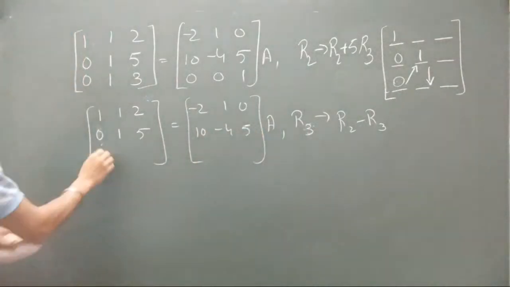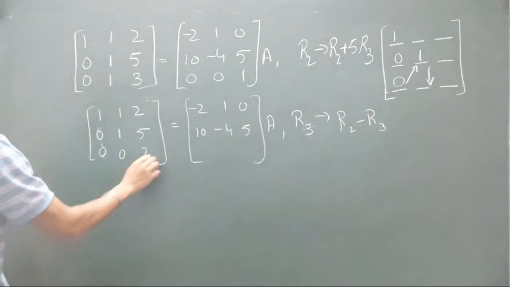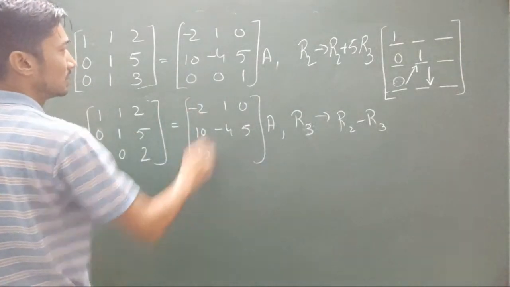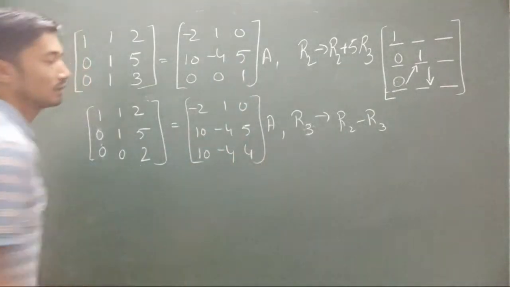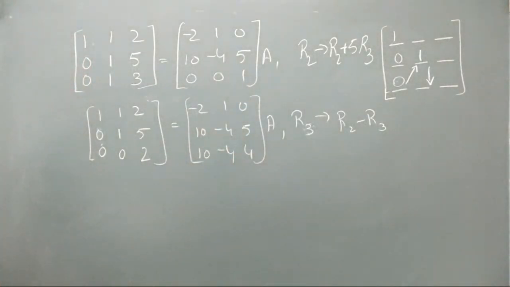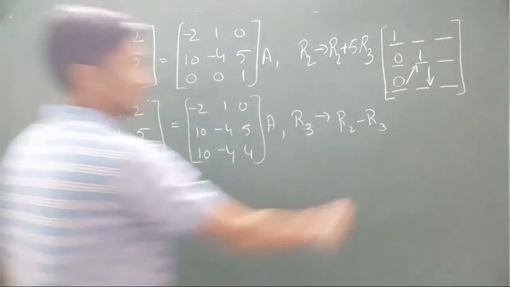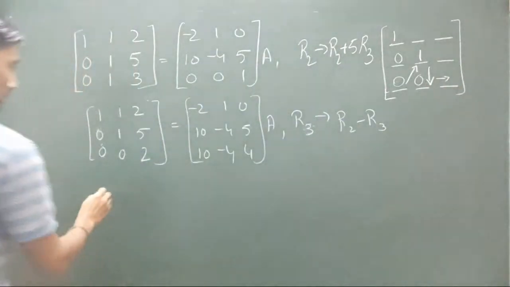Third row I'm changing. 0 minus 0, 0. 1 minus 1, 0. 5 minus 3, 2. R2 minus R3. 10 minus 0, 10. Minus 4 minus 0, minus 4. 5 minus 1, 4. Okay, so this is also 0. Now moving on to this, that has to be 1. This has to be 1.